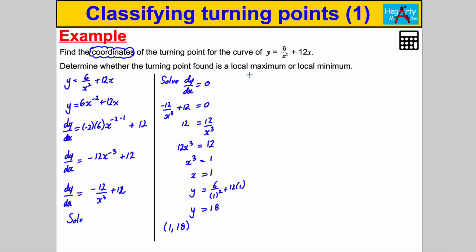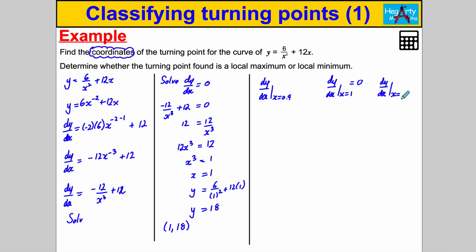So great stuff so far. However, we have not classified that turning point. We know dy by dx at x is equal to 1 has value 0 because it's a turning point. So we need to work out dy by dx a little bit to the left, maybe at x is 0.9, and a little bit to the right, maybe at 1.1. So we're going to substitute in 6 over 0.9 cubed plus 12 multiplied by 0.9. And over here, it would be 6 over 1.1 cubed plus 12 multiplied by 1.1.